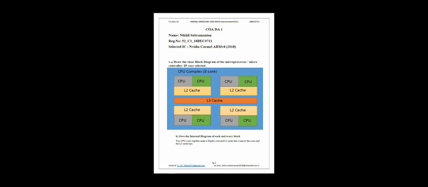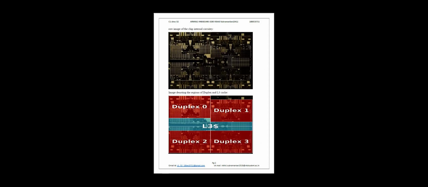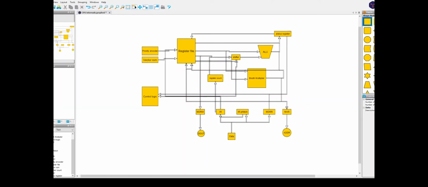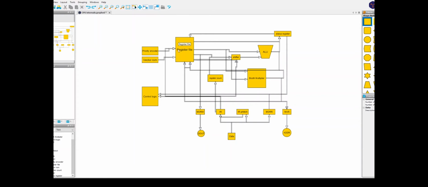First question: draw a clear block diagram of the microprocessor or microcontroller IP core selected. For this, I used the tools from a Word document to construct the diagram, using boxes and text boxes. For the second part of the question, I found images of the internal circuitry of the CPU core I have chosen on the NVIDIA website. Then the CPU internal diagram was drawn using the yEd tool, where I could draw the whole block diagram or flowchart of the entire CPU internal diagram.